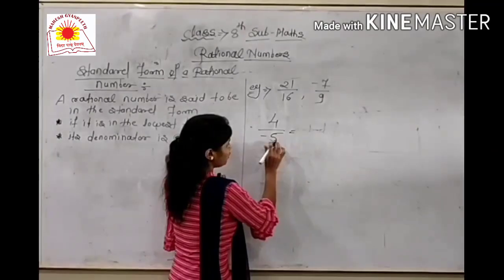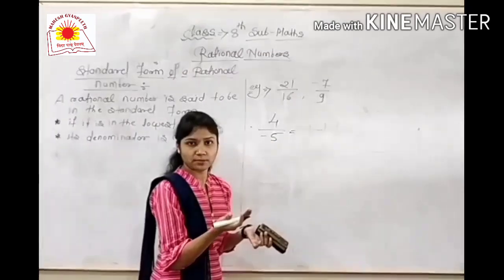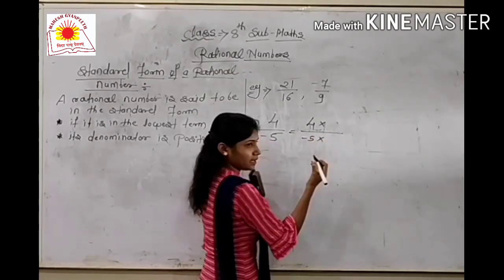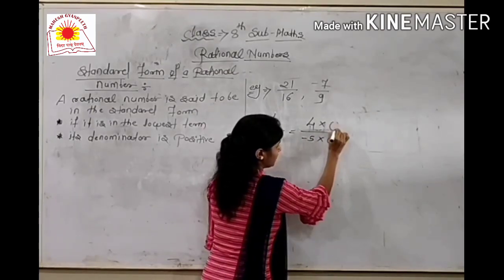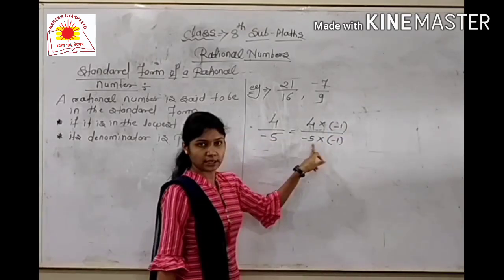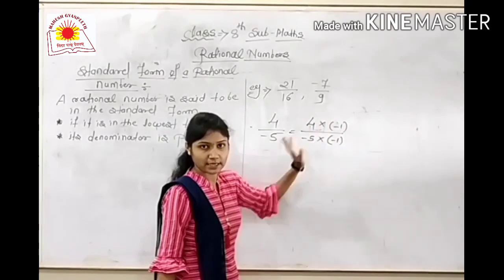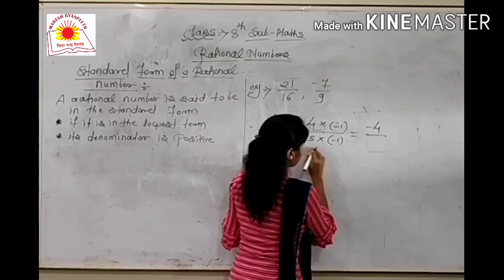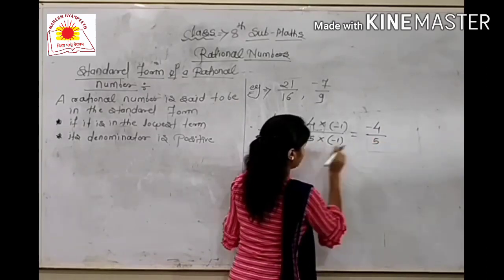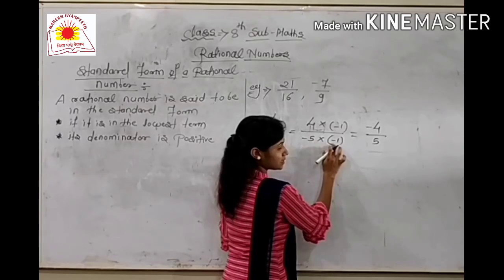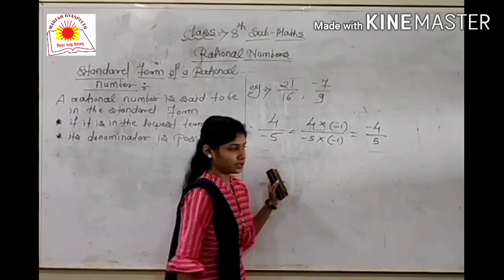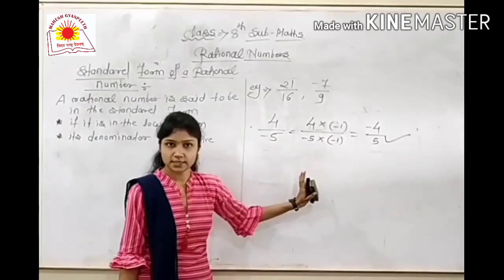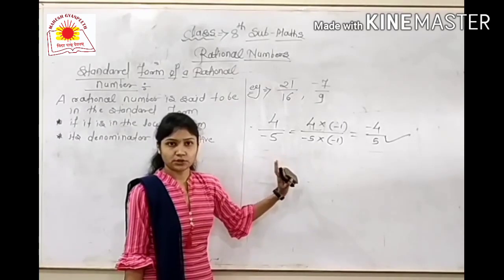We have to make minus 5 a positive number. So we multiply minus 5 by minus 1, and the numerator 4 also by minus 1. Then 4 multiplied by minus 1 is minus 4, and minus 5 multiplied by minus 1 is 5, because minus times minus is plus. Then minus 4 upon 5 is in the standard form now. This is the type of conversion we have to do.